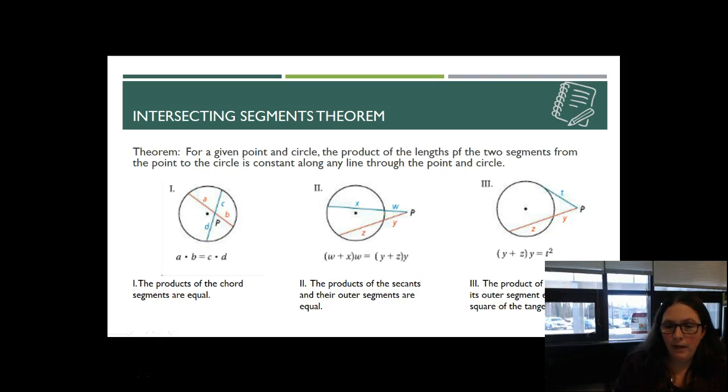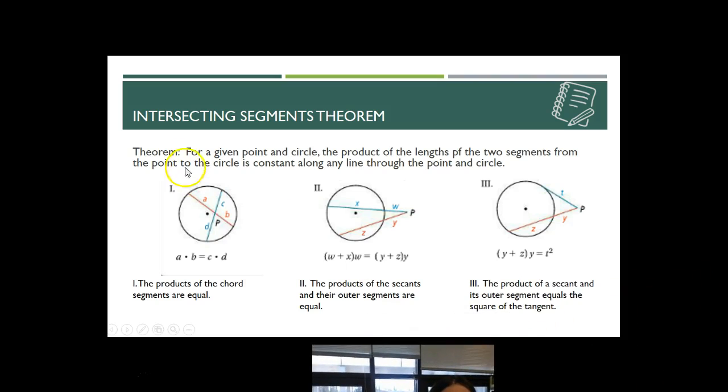Now, as we're working through this, there's one theorem here, and then there are 3 applications of it that you want to pay special attention to, especially because each of them has a different formula for calculating. For a given point and circle, the product of the lengths of the two segments from the point to the circle is constant along any line through the point and the circle.